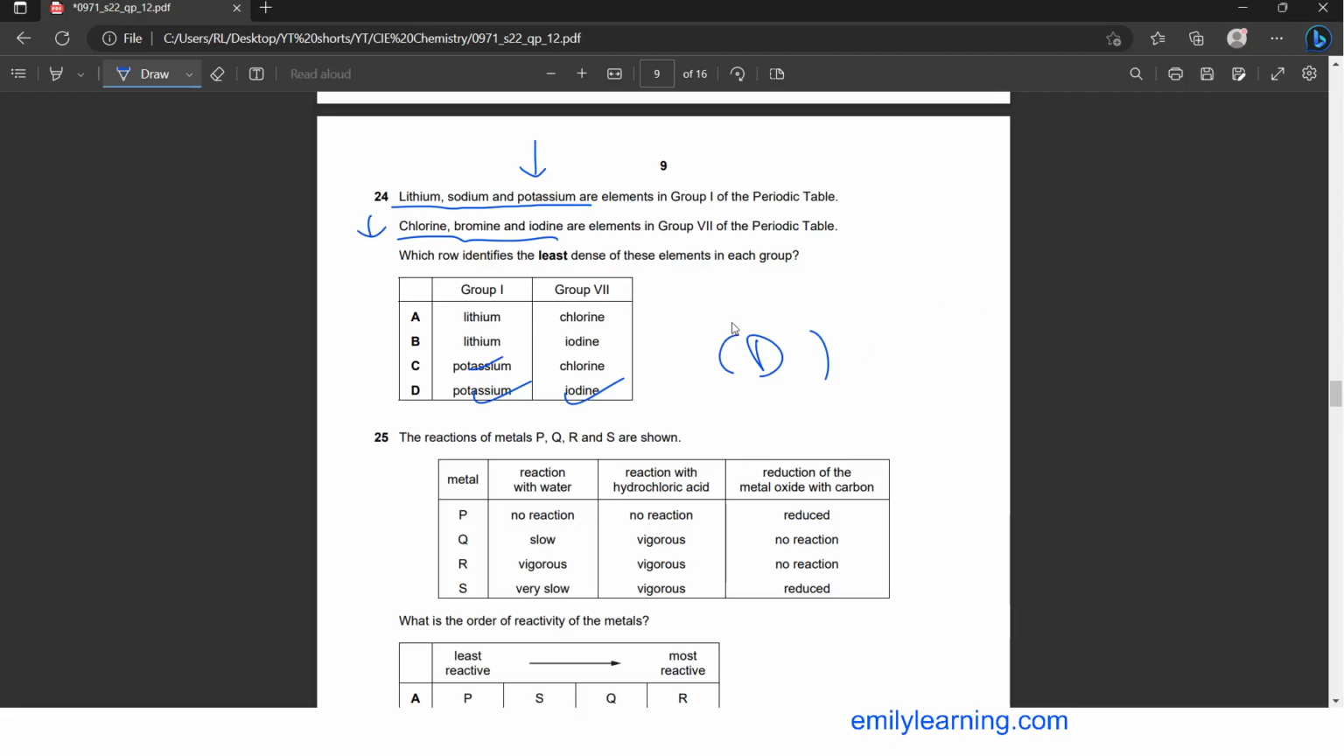Oh, sorry, least dense. So D is the densest. So you want the least dense. Chlorine is the least dense, and lithium. So the answer is A.